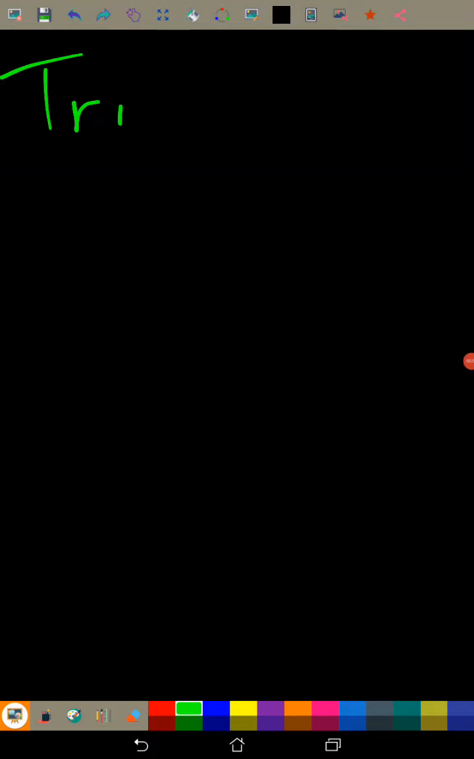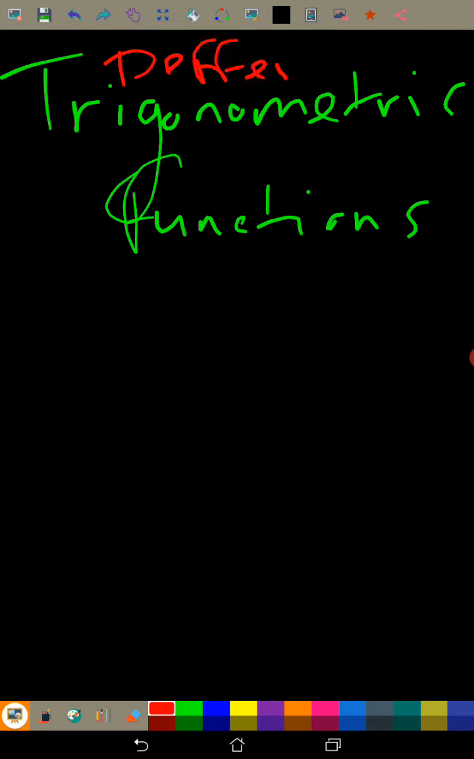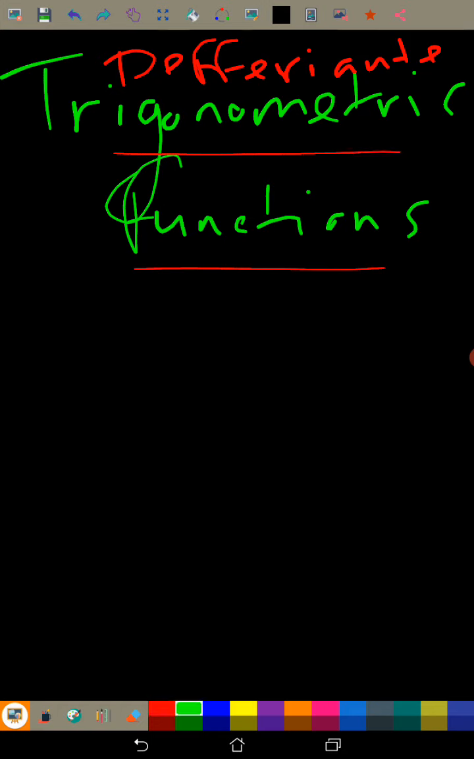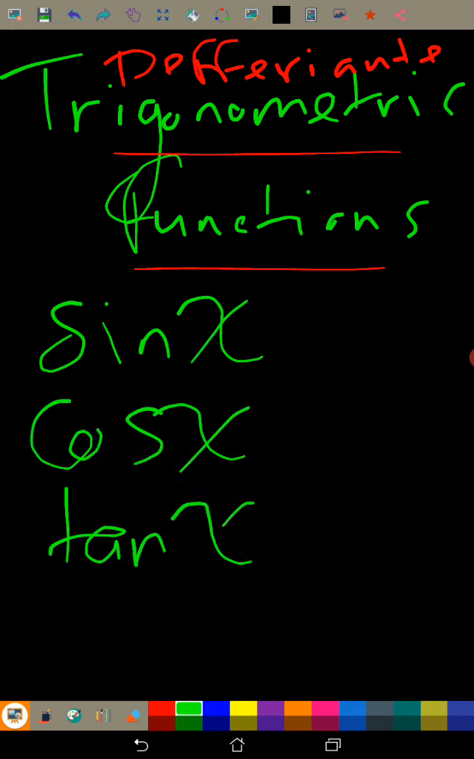I'm Gerard and I'm here to revise my trigonometric functions. But not only that, I want to know how to differentiate trigonometric functions. So by trigonometric functions, we're talking about sine x, cosine x, and tangent x. And when we are talking about trigonometric functions, we assume that the angle is in radians.